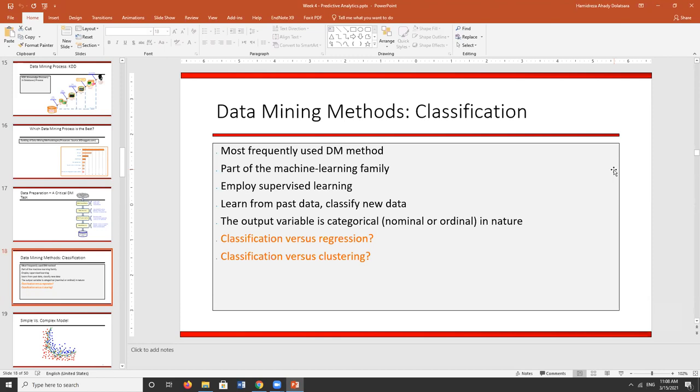You can find some other examples in your own industry, but again, here you try not to predict people's labels. You just try to categorize them into certain groups based on their similarities.